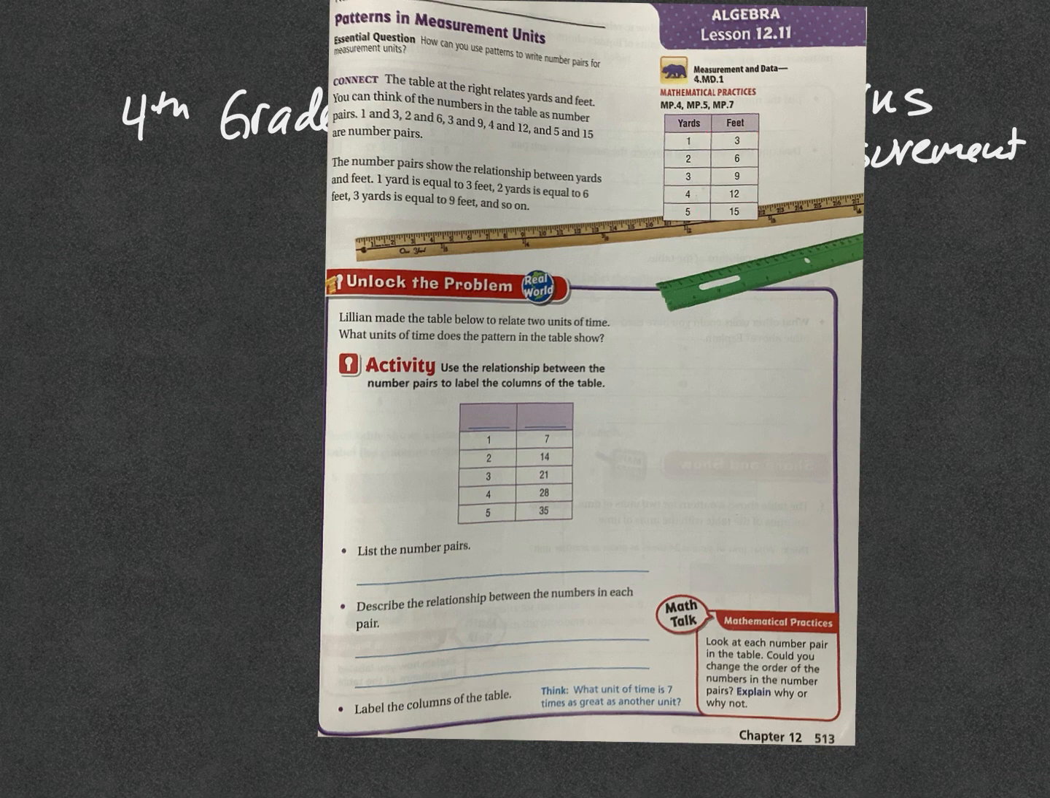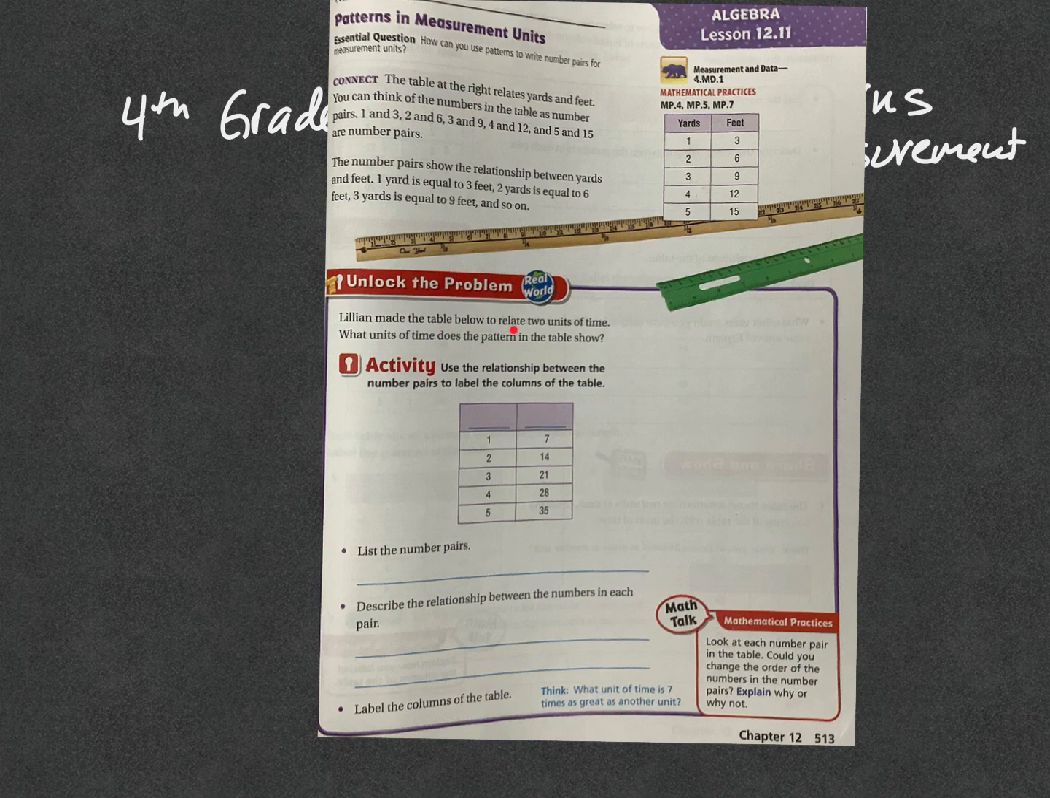Think of these as number pairs. The number pairs show the relationship between yards and feet, the ratio between yards and feet. 1 yard is equal to 3 feet, so 2 yards is equal to 6 feet, and 3 yards is equal to 9 feet, and so on. So there's always going to be this pattern going on, right?